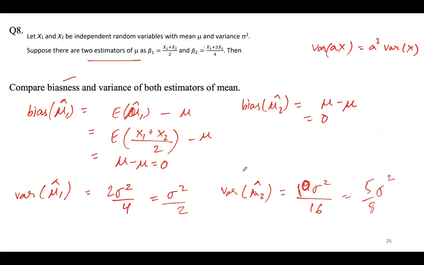Okay. So you can see here that the variance here is greater, right? This one has a greater variance, so this is not as efficient. This one is a better estimator. The first one is a better estimator, so you're going to say that variance of mu1 hat is less than variance of mu2 hat. All right.